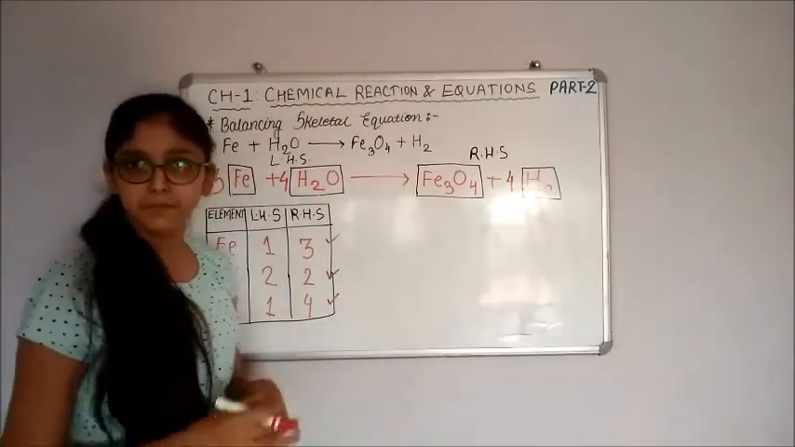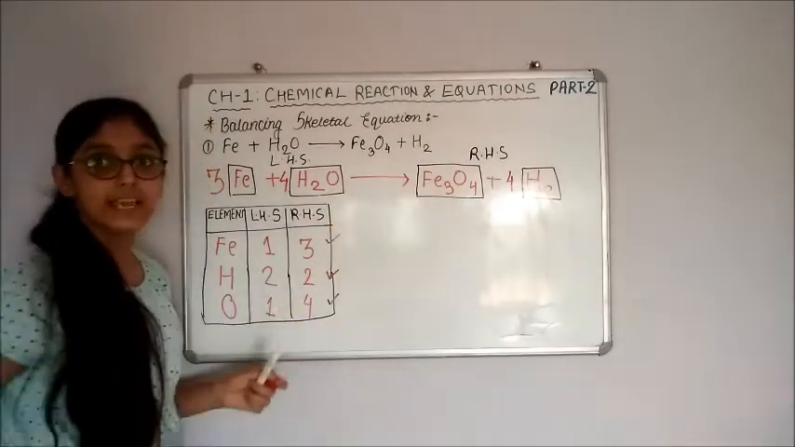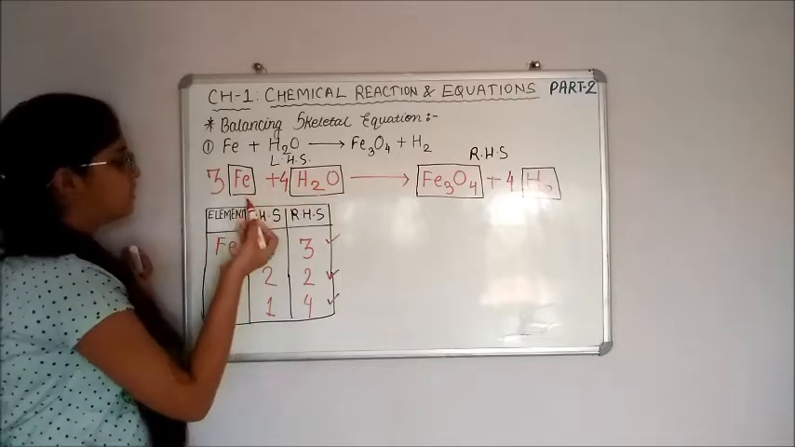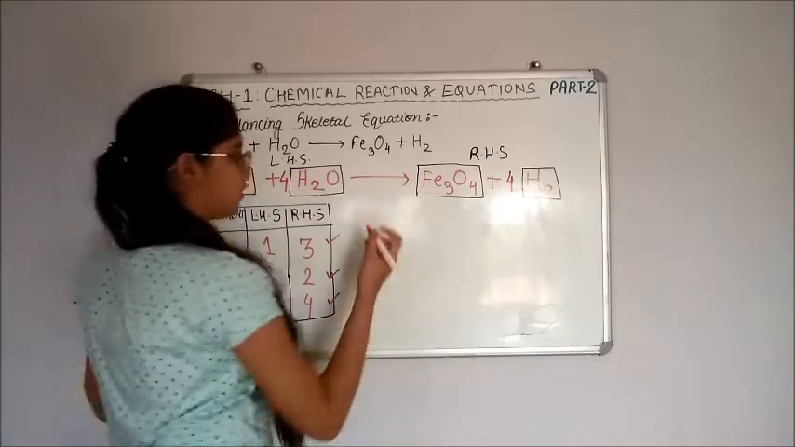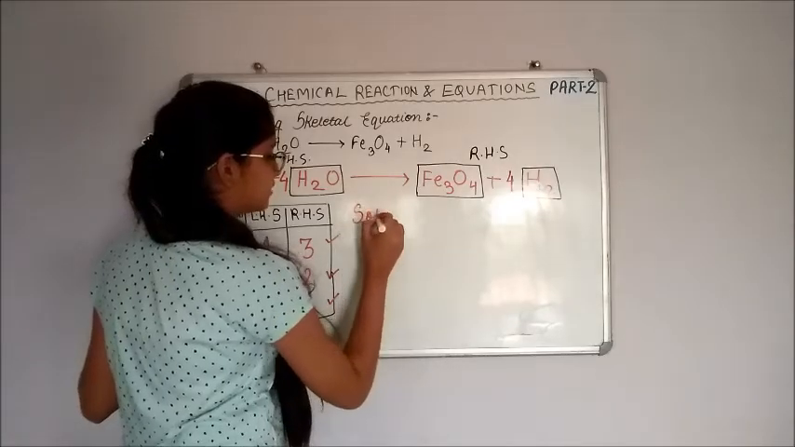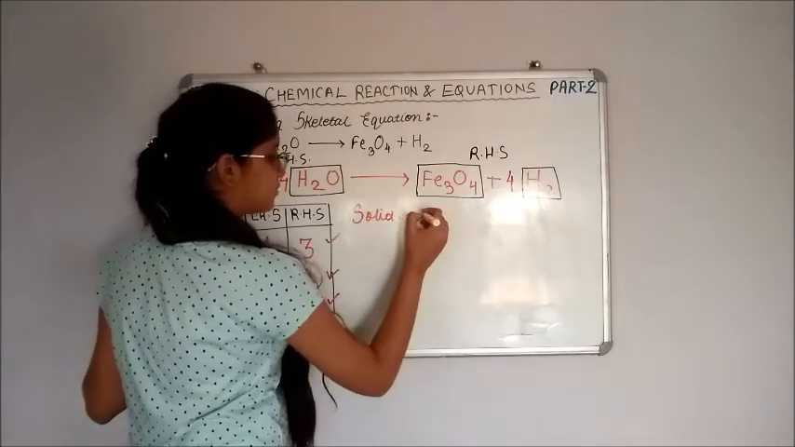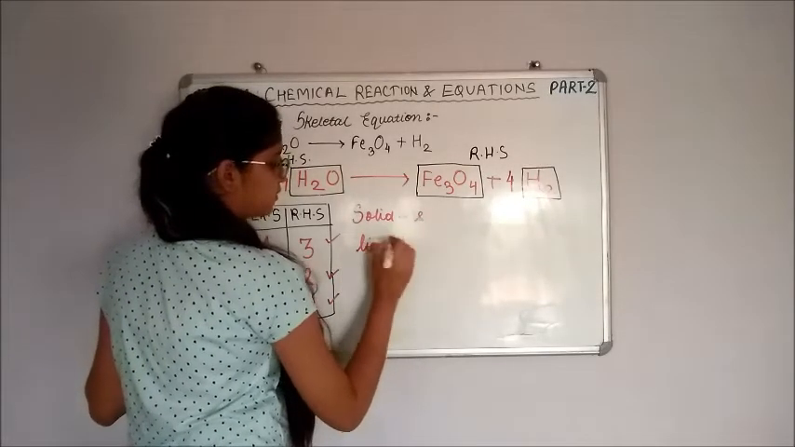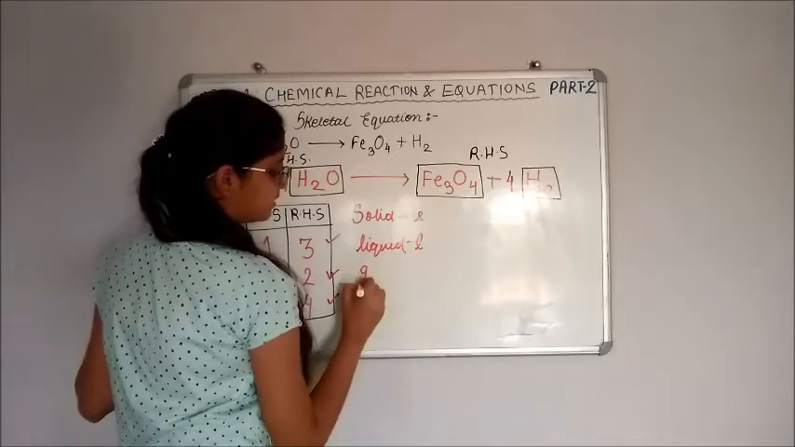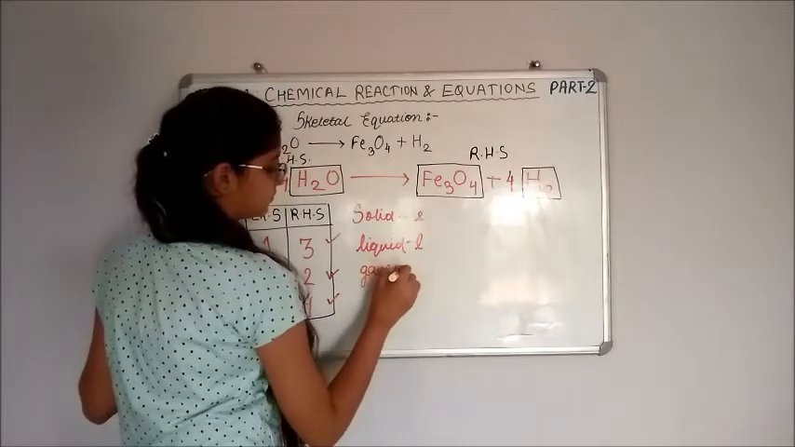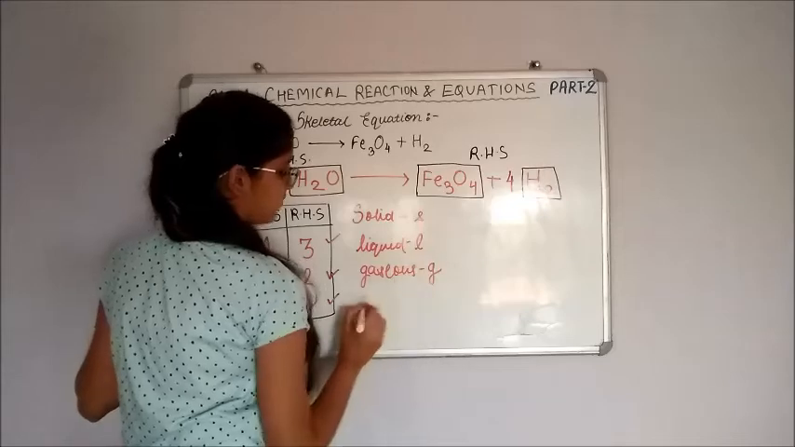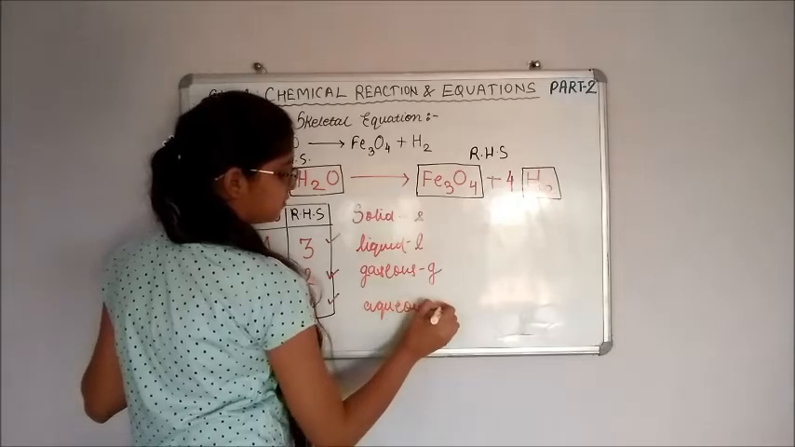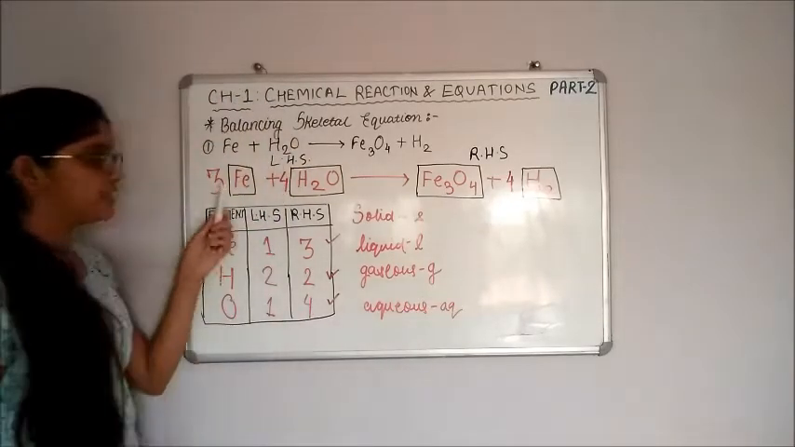The next and the most important step is you need to write the state of each of the element, each of the group. Now what are the states for these? It is first solid. The symbol that we use for solid is S. For liquid, we use L. For gaseous, we use G. And for aqueous, we use AQ.